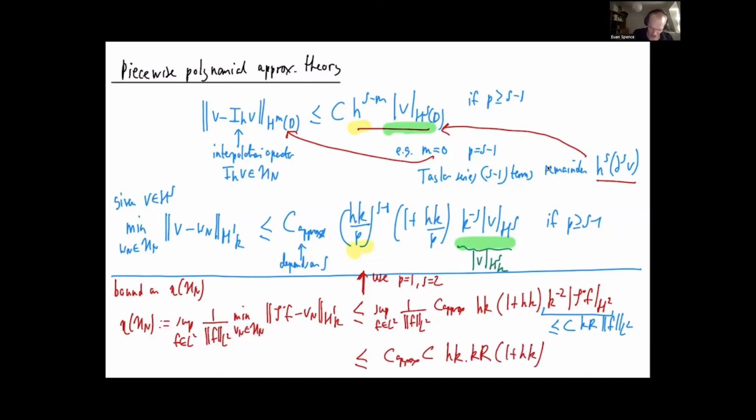And so when I was saying this condition hk squared sufficiently small, strictly this should be hk squared R sufficiently small, because hk squared is not a dimensionless quantity. So this being sufficiently small is therefore the condition, hk squared sufficiently small.